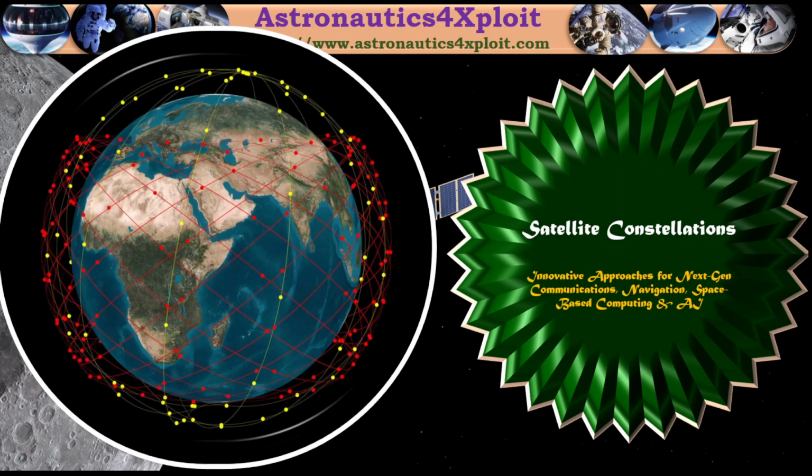Satellite constellations, innovative approaches for next-generation communications, navigation, space-based computing, and artificial intelligence. A satellite constellation is a network of artificial satellites working together in unison and in a coordinated fashion to provide continuous and global coverage. In contrast to a single and expensive satellite designed to perform an isolated task, it has been receiving attention for several decades from government space agencies and private space companies based on its numerous advantages.